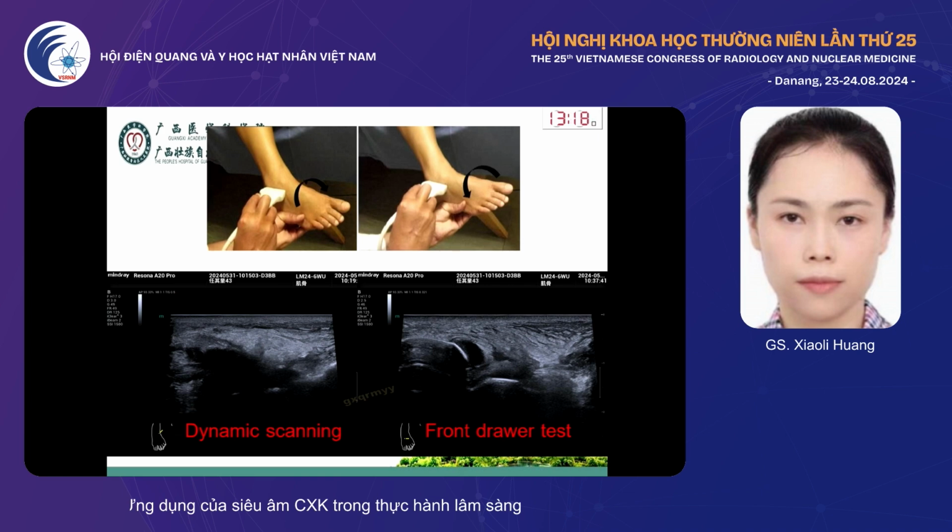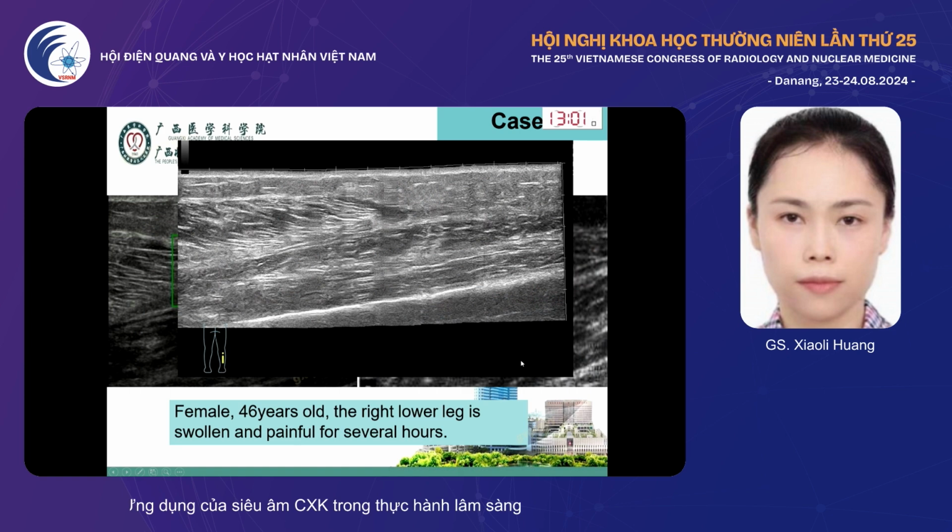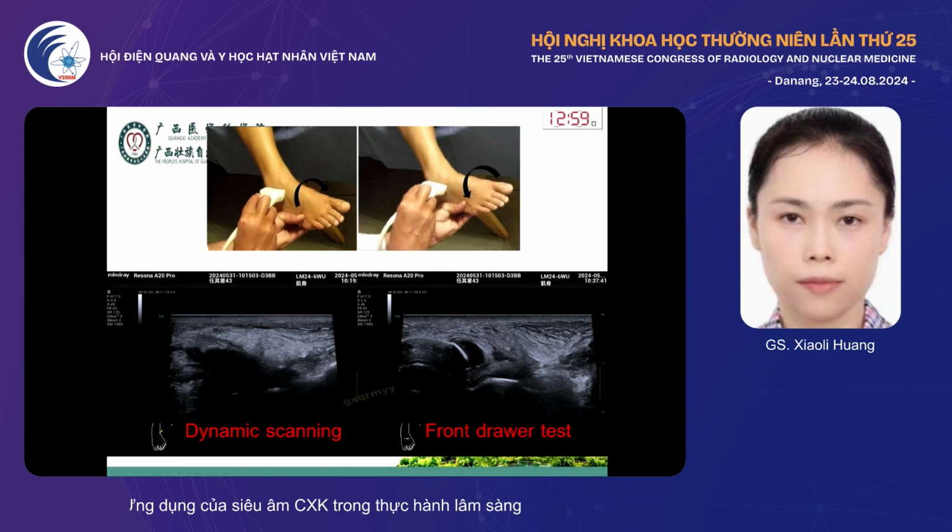To determine if it has completely ruptured, we can perform an ultrasonic anterior drawer test on the anterior talofibular ligament, as shown in the video. I'm sorry, the dynamic video can be played. From the video, we can see that it is a complete rupture.